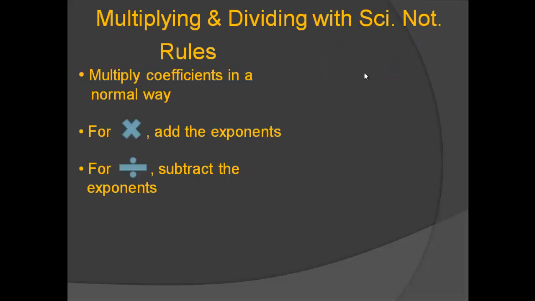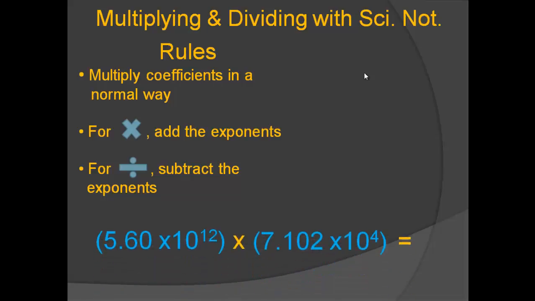How would you manipulate scientific notation numbers when you're multiplying and dividing? This is a lot simpler than adding and subtracting. All you would do here is, for multiplication, add the exponents, and for division, subtract the exponents. So here, 5.60 times 10 to the 12 times 7.102 times 10 to the 4th. Basically what you're doing is adding the exponents, 12 plus 4. So your ending value is going to be some number to the 16th power.